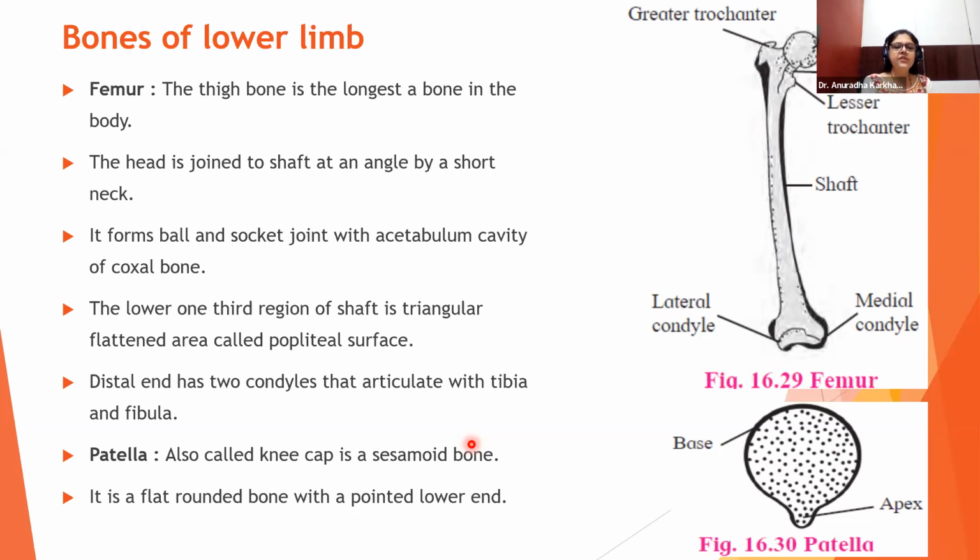The lower 1/3 region of the shaft is triangular flattened area called as popliteal surface. Distal end has two condyles that articulate with tibia and fibula. So just like radius and ulna, we have got tibia and fibula. Patella is nothing but the knee bone. So it is also called as kneecap, which is a sesamoid bone. It is flat, rounded bone with pointed lower end. So here also you will see. See, this is the patella. Okay, this is the femur. This forms the thigh bone.